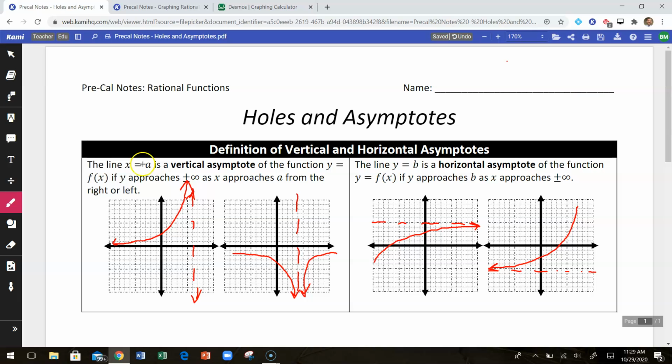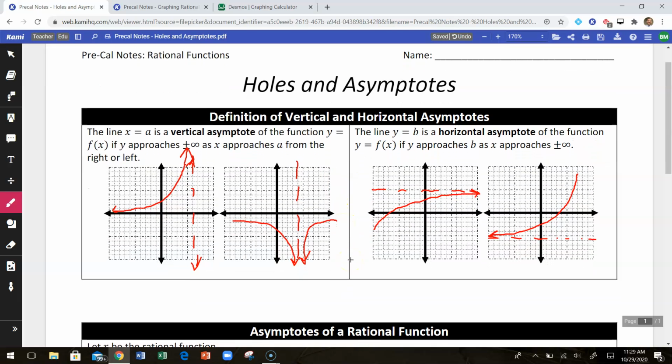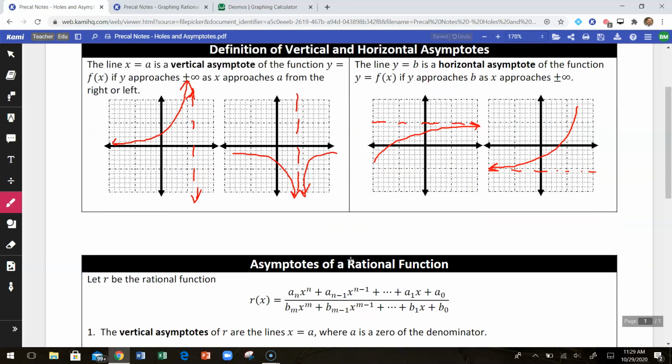A lot of rational functions, when you graph them, will have asymptotes. Some of them will have holes in the graph, and we'll talk about that here in just a second. But know what asymptotes look like, and then we will figure out how to find those and graph those whenever we actually graph a rational function.